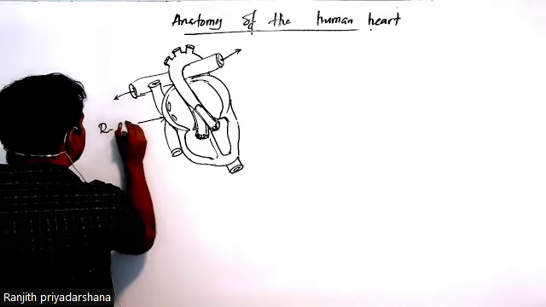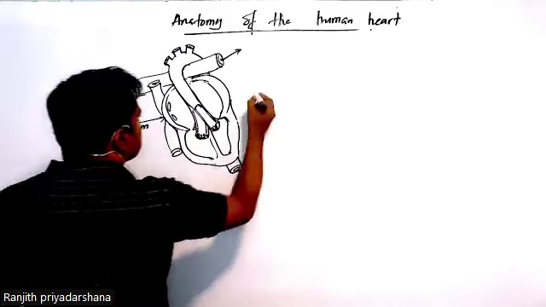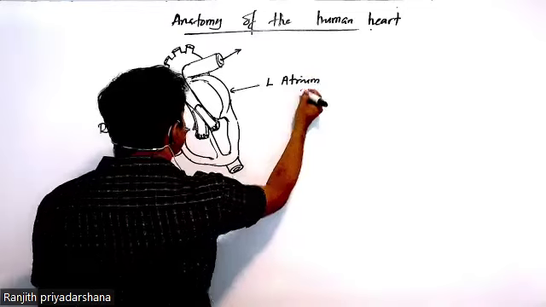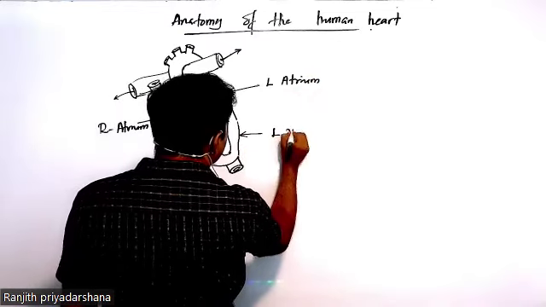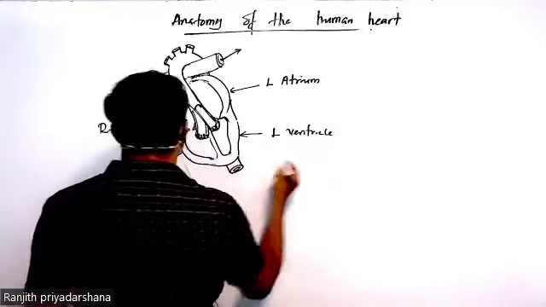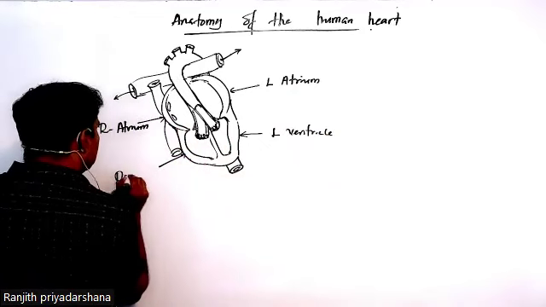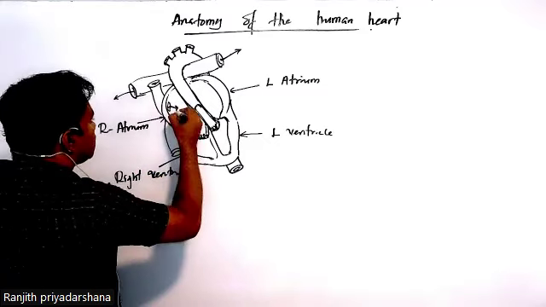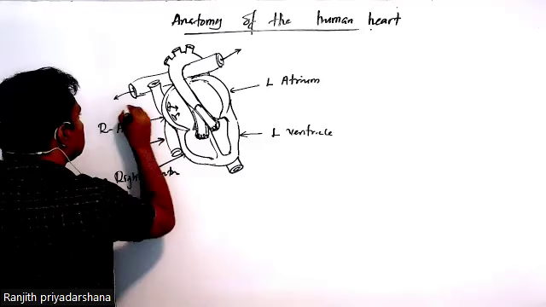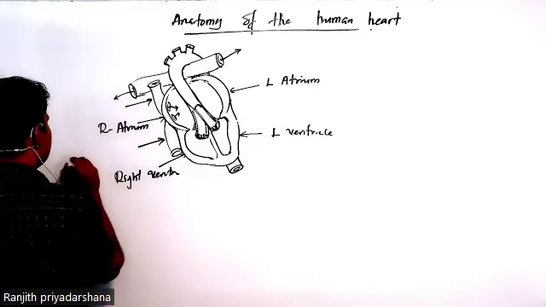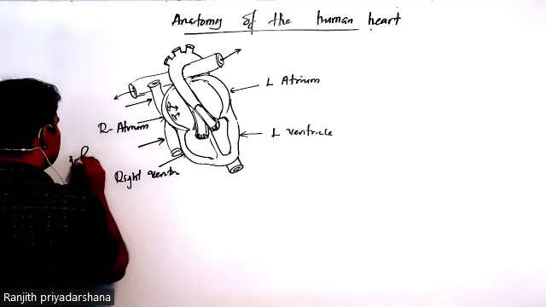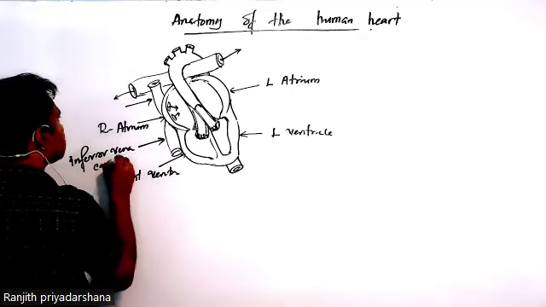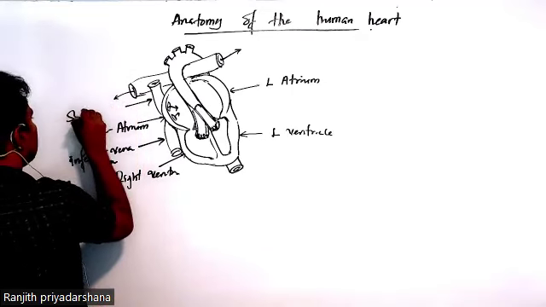Right atrium, left atrium, left ventricle, right ventricle. And blood is brought to the heart by the superior and inferior vena cava. So here's the superior vena cava.